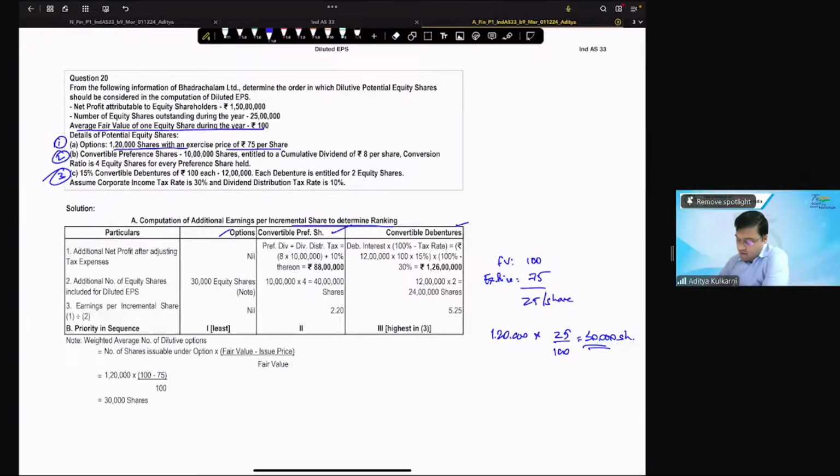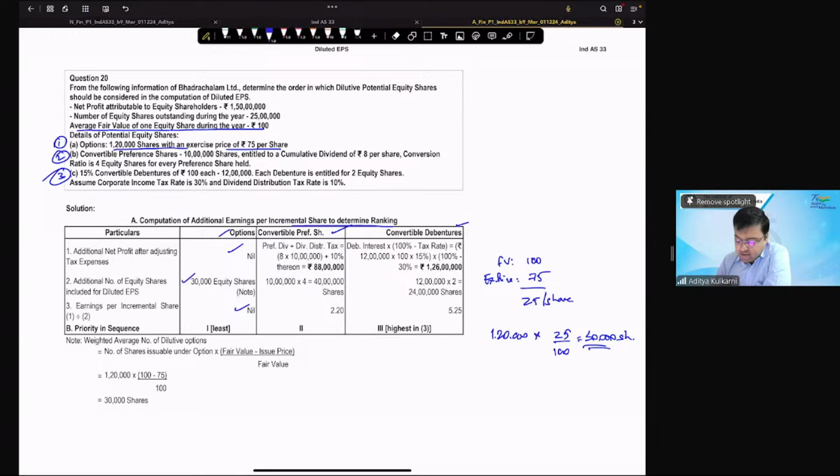So 30,000 equity shares represents the additional number of equity shares, potential shares. When options are exercised, will it give the company any income? No, sir. So therefore, additional net profit is 0. And therefore, earnings per incremental equity share is 0. Are you able to follow? Yes, sir. All right.